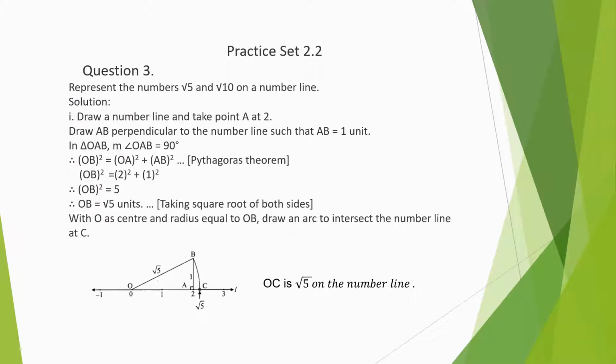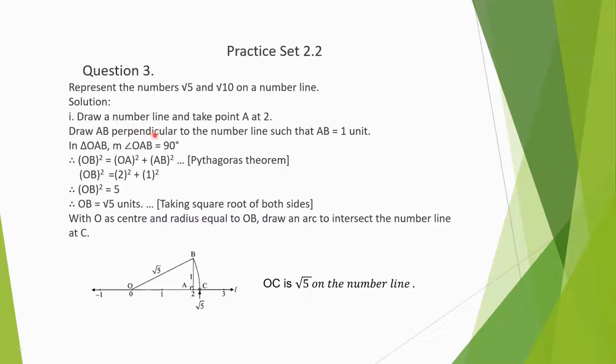Now, we will be doing practice set 2.2, question number 3 onwards. Here, the question is: represent the numbers root 5 and root 10 on a number line. The first one, root 5, we will show on the number line.